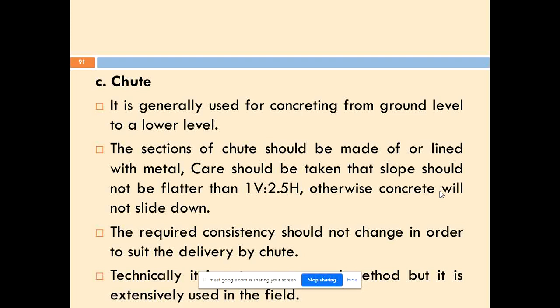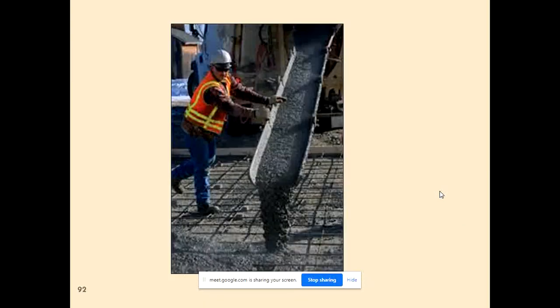But technically speaking, it is not a good method to transport the concrete, but it is extensively used in the field because of some disturbances in the site, whether labor cannot move over that place, or reinforcement will be disturbed. There will be some obstructions in the site. Due to that obstruction, this method is widely used. So this is a picture of the chute to transport the concrete.